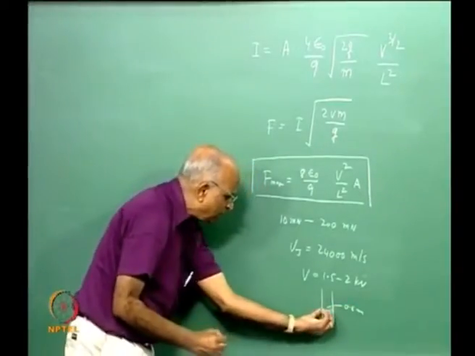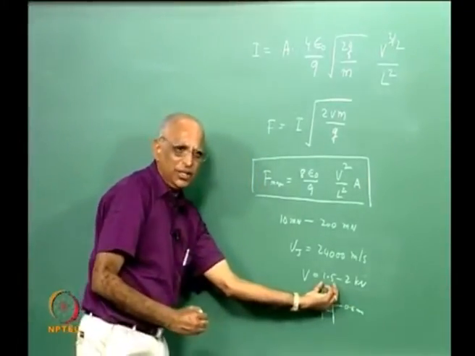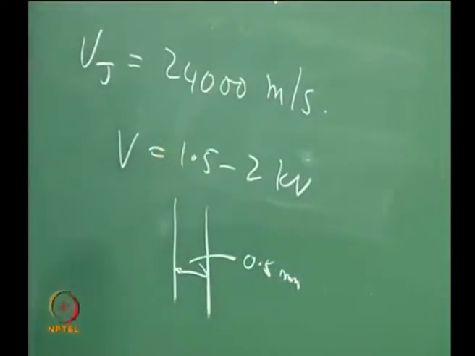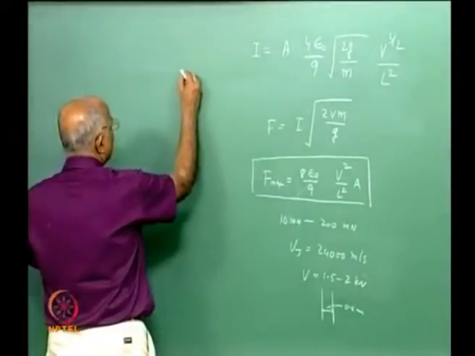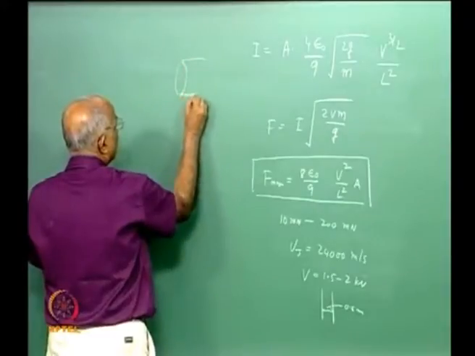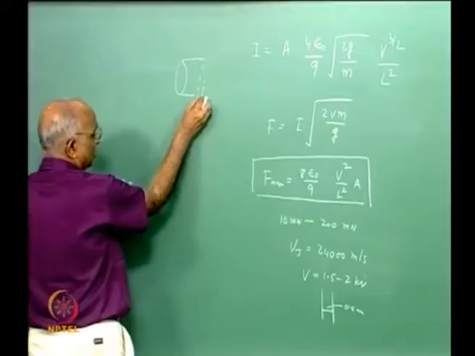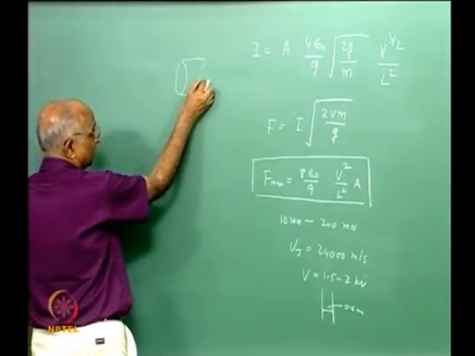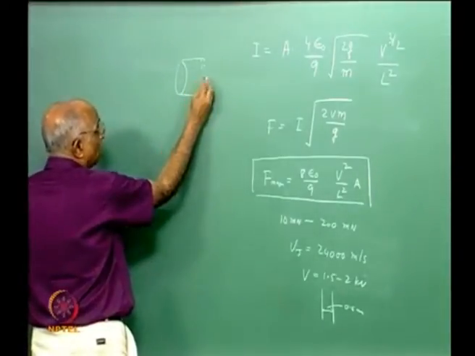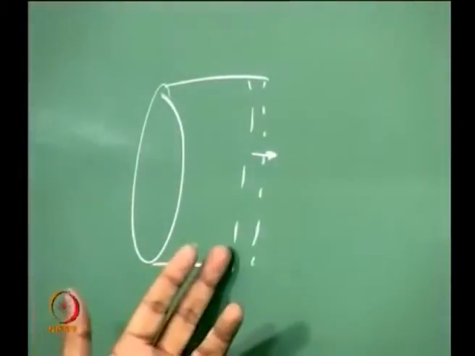Therefore, without sparking, it's not easy business. That means I am talking in terms of dimensions. Let's take a grid like this: I have an extractor grid and an acceleration grid. The gap is around 0.5 mm. The voltage across is something like 1.5 kilovolts, and therefore construction is quite difficult.